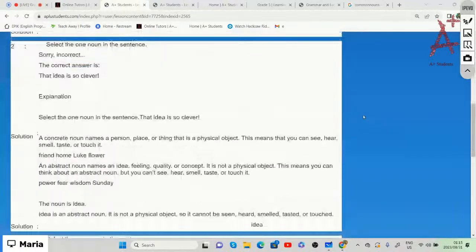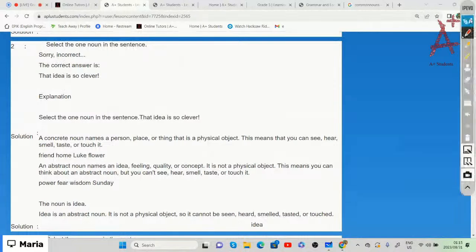So now the next one, we need to select the noun in the sentence. That idea is so clever. So we need to select the noun within the sentence.